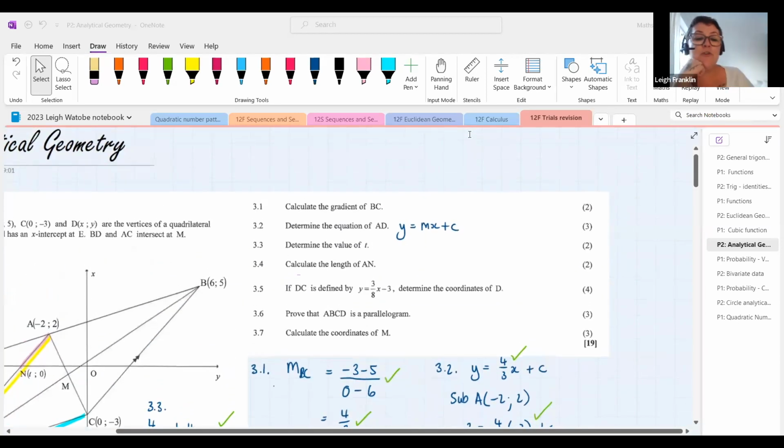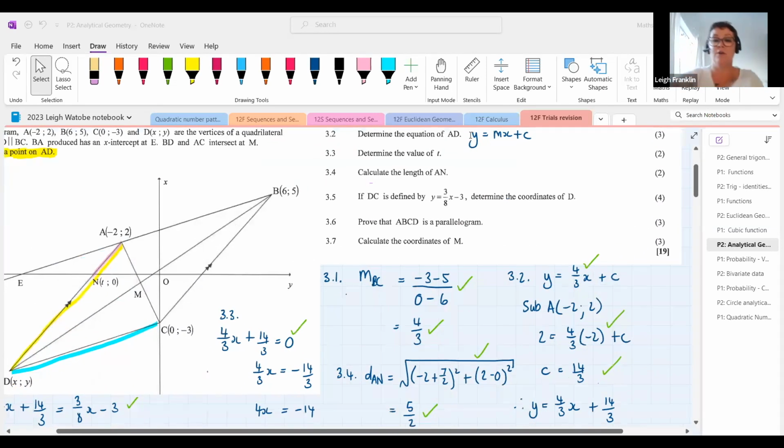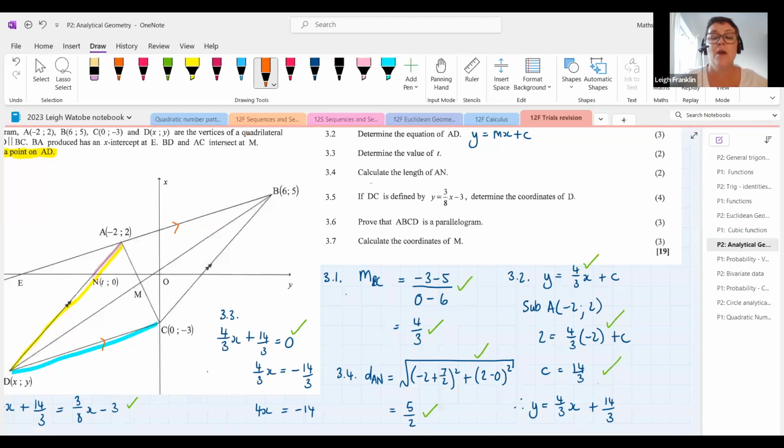All right, lovely. So that means we're now ready to answer the last question, which was calculate the coordinates of M. Okay, so now we know that it is a parallelogram. Let's put arrows on those lines as well, because now we know they are indeed parallel because their gradients are the same. We need to calculate the coordinates of M. So what formula should we be using here?